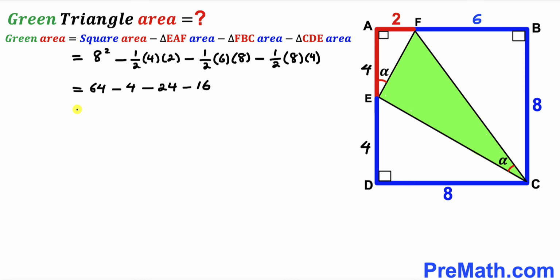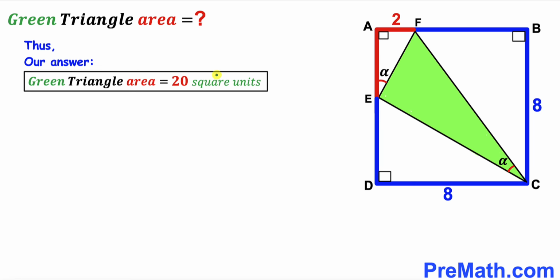And if I subtract and simplify, that simply is going to give us 20 square units, the area of this green shaded triangle EFC. So thus after all the calculations and manipulations, the area of this green shaded triangle turns out to be 20 square units.